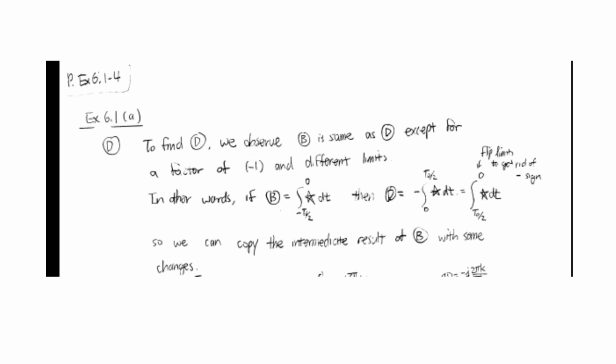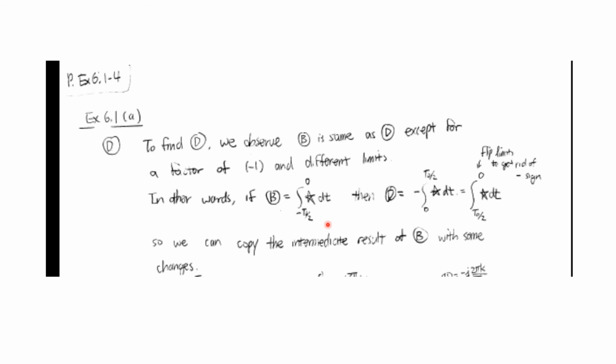Now, when we're trying to look at D, one of the things that we can do to save ourselves some grief is that we see that D is very similar to B, except for a few differences. First, there's a minus sign, and second, the limits are different.